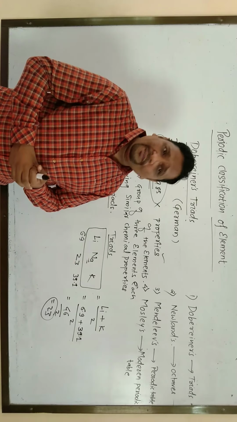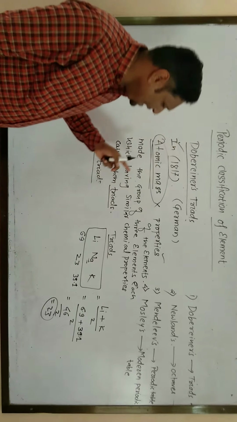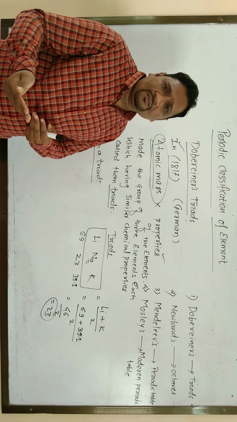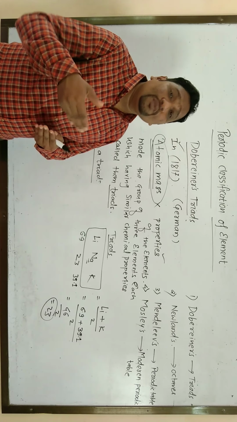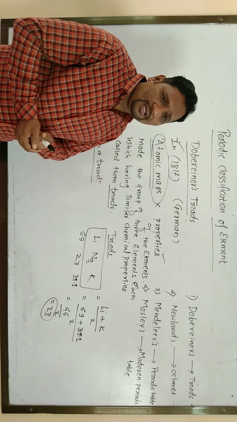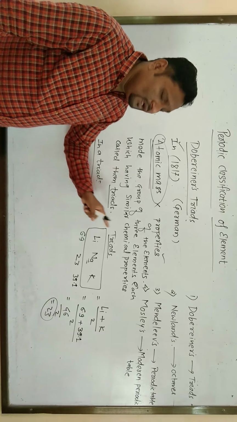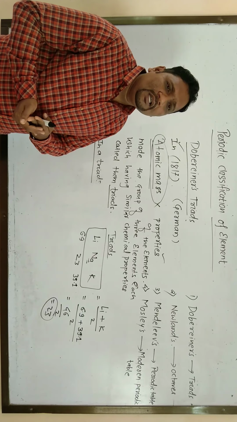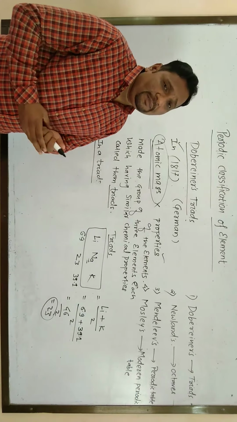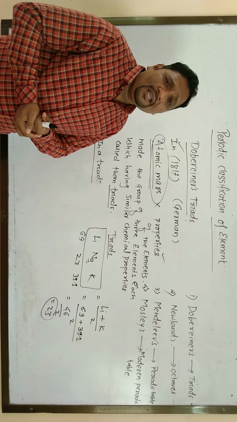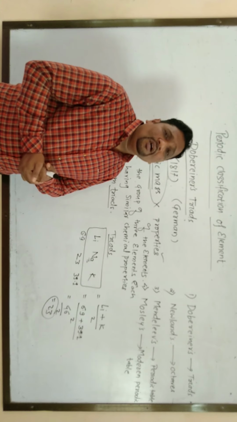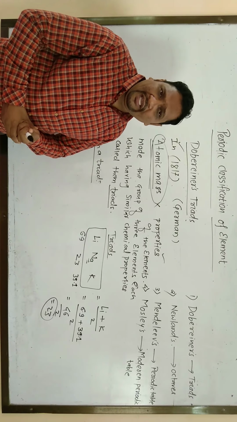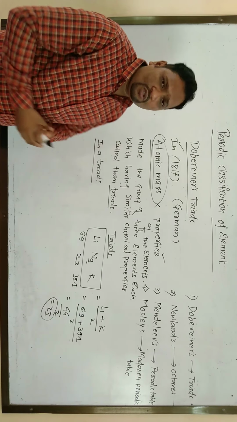the atomic mass of the middle element is approximately, meaning not accurate, a round figure. Approximately means round figure, a simple word. So what he observed in a triad is that the atomic mass of the middle element is approximately equal to the mean of the atomic masses of the other two elements. So this is Döbereiner's triads.